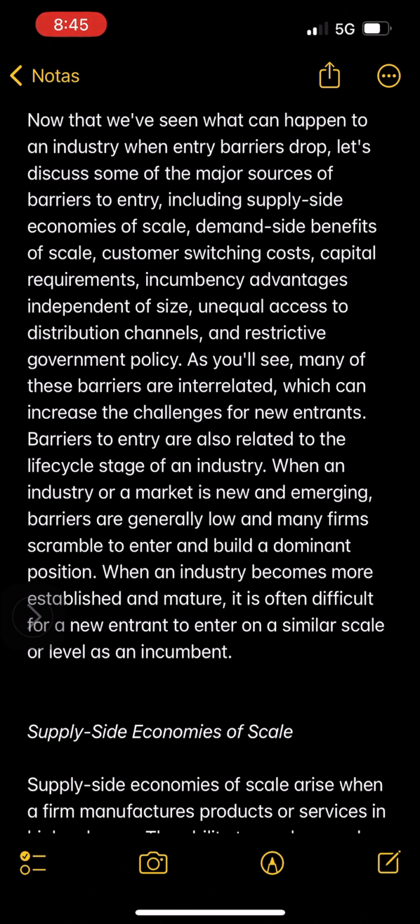Barriers to entry are also related to the lifecycle stage of an industry. When an industry or a market is new and emerging, barriers are generally low and many firms scramble to enter and build a dominant position. When an industry becomes more established and mature, it is often difficult for a new entrant to enter on a similar scale or level as an incumbent.